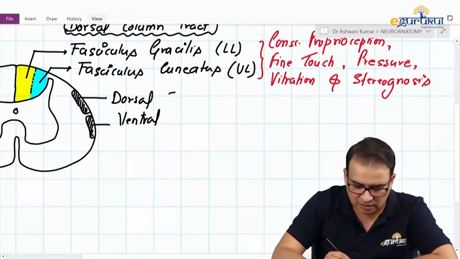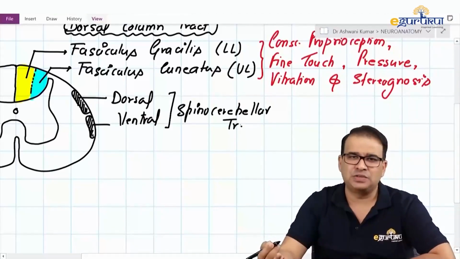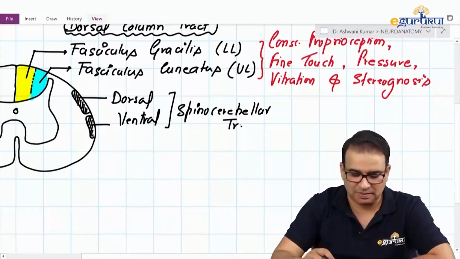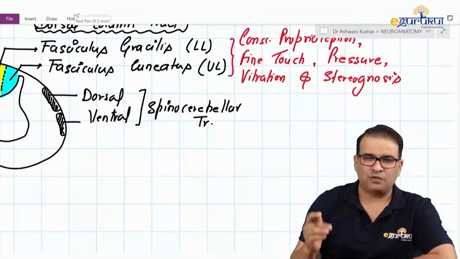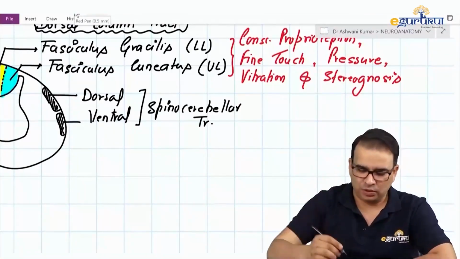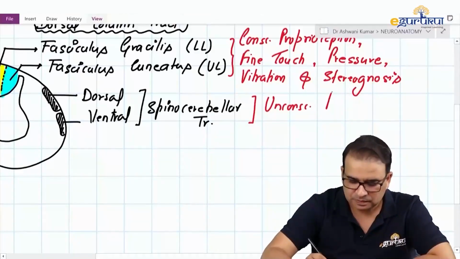Dorsal and ventral spinocerebellar tract. Obviously going from the spinal cord to the cerebellum. And when you look at the word cerebellum, you can easily make out what their function would be. They are carrying unconscious proprioception.